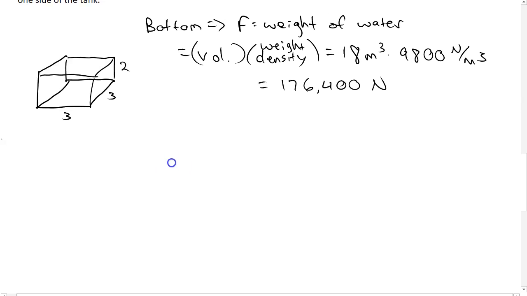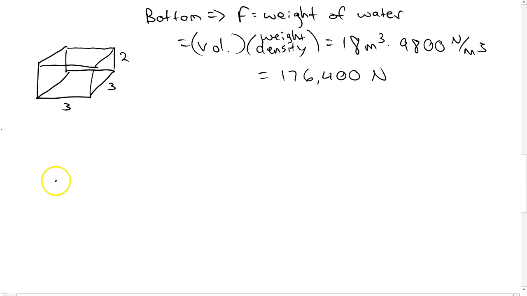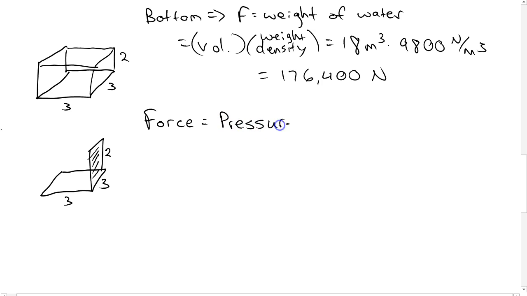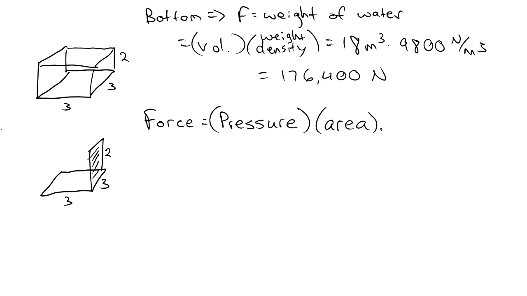What about the side? So now I'll draw the bottom again, even though I don't really need it. But let's say we just have this one side of the fish tank sticking up. Okay, so that height is 2, this length is 3, and this is still 3, even though we don't need it. The thing to realize is that the force is pressure times area. Okay, because pressure is force over area, you move the area to the other side. And now, how am I going to figure out the pressure? If I can figure out the pressure, then I can figure out the force, right?